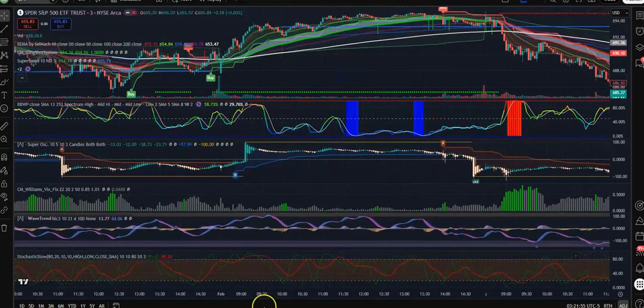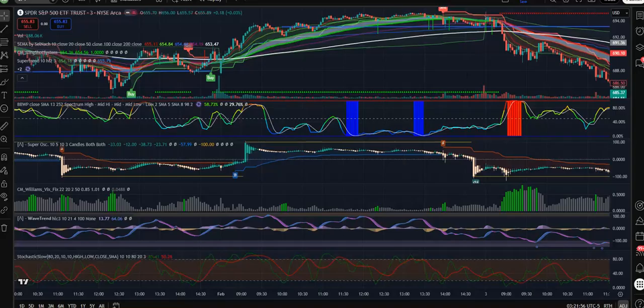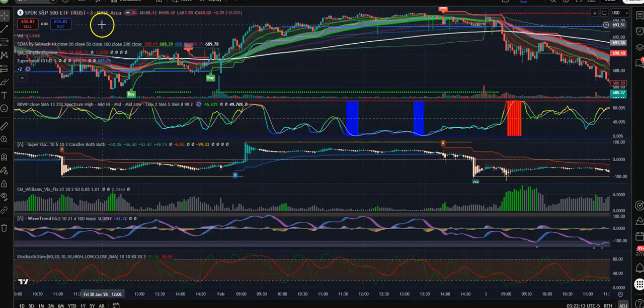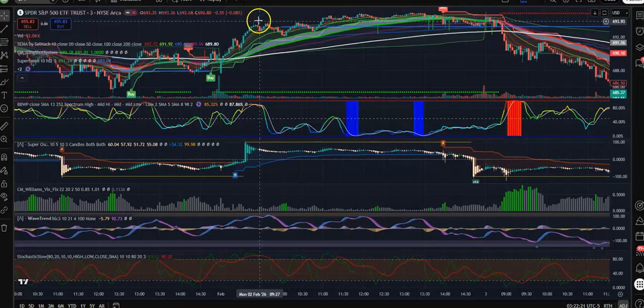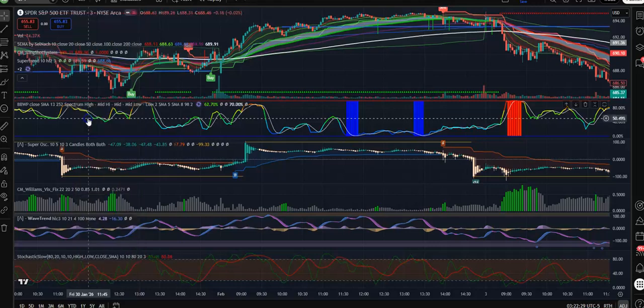Okay, so let's take a look at what I'm doing here. When it's green, things are going to go up. When it's red, things are going to go down. So if you're looking in here, red goes down, green goes up. And I'm using the 3-minute time frame, and the way I do that is you go down here, and there's a time frame you select, and I believe that is right up here at the very top of this recording. You can click this and get the different time frames. I'm working on the 3 minutes. So, okay, let's get into it.